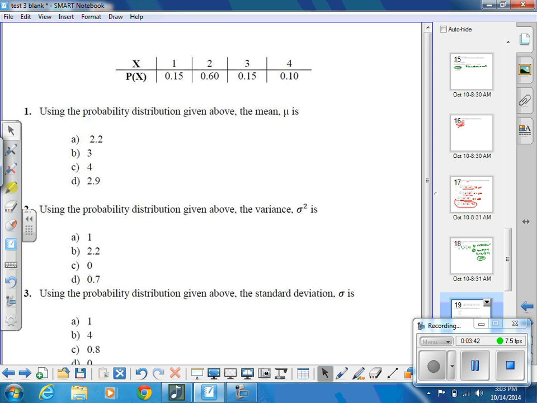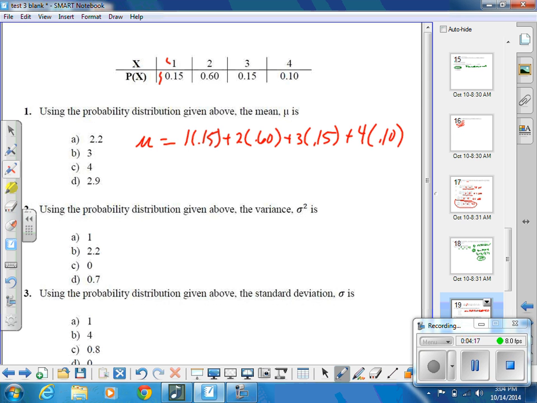Let's look at this problem here. It says use the probability distribution given and let's find the mean and then the variance. Okay. So to find the mean is this formula that has you multiply your x's by your P of x's. So we use mu to stand for the mean. This is going to be 1 times 0.15 plus 2 times 0.60 plus 3 times 0.15 plus 4 times 0.10. Punch that into a calculator and you should end up with 2.2.